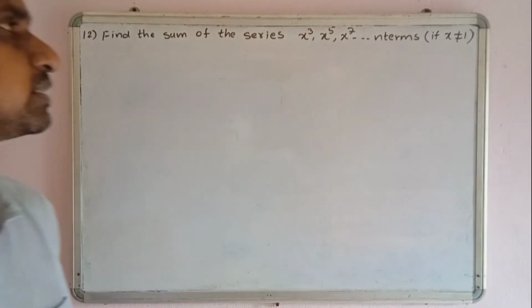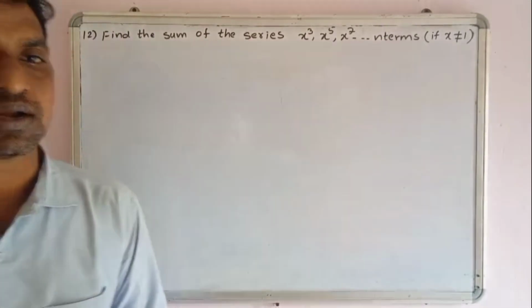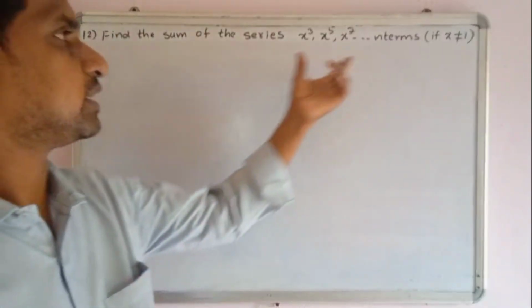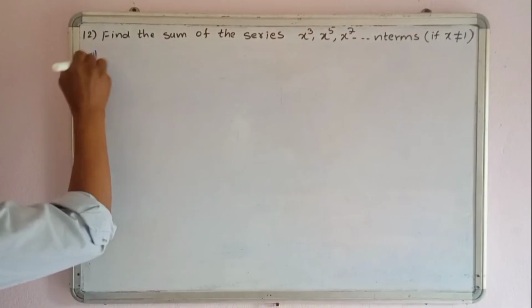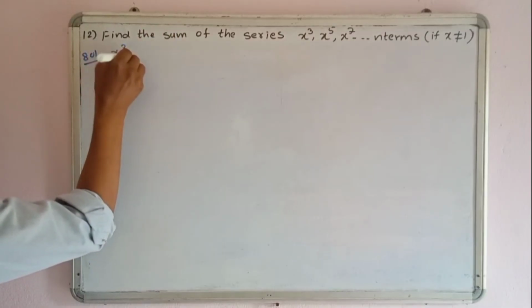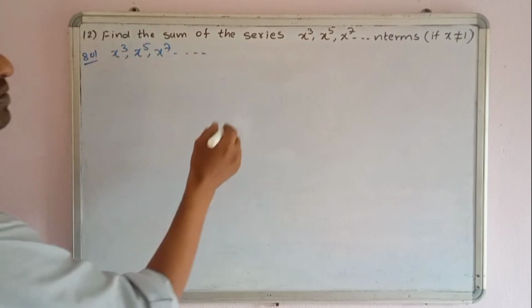Find the sum of the series x cube, x power 5, x power 7, and so on, n times. Okay. This series lo the sum of n times enta avutundo cheppali. So the solution, what is the given series? X cube, x power 5, x power 7, so on. Okay, n times.